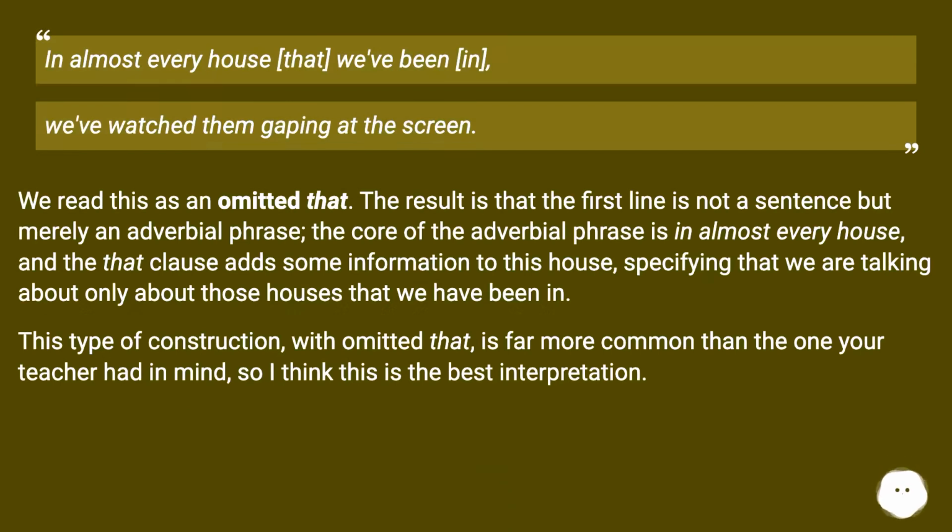We read this as an omitted "that". The result is that the first line is not a sentence but merely an adverbial phrase. The core of the adverbial phrase is "in almost every house", and the "that" clause adds some information to this house, specifying that we are talking only about those houses that we have been in. This type of construction, with omitted "that", is far more common than the one your teacher had in mind, so I think this is the best interpretation.